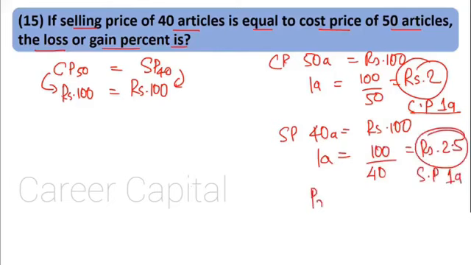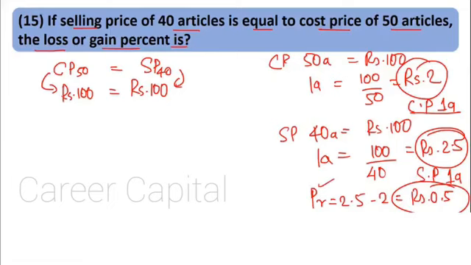What is the profit for each article? Selling price 2.5 minus the cost price, that is rupees 0.5 is the profit for one article. So that means since the selling price is more, we have profit. So we took out profit. Had the selling price been less, we would have taken out loss.